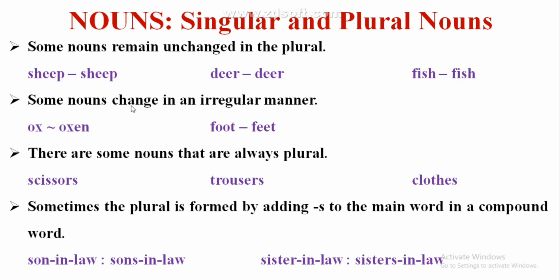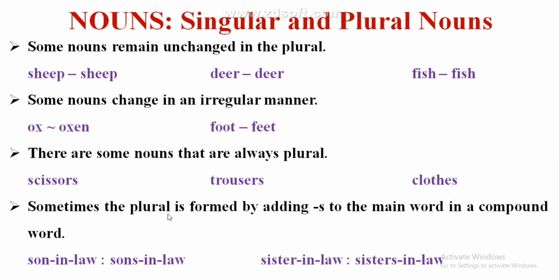Some nouns change in an irregular manner. Example, ox becomes oxen in the plural form, whereas foot becomes feet. There are some nouns that are always plural. Example, scissors, trousers, clothes. They are already in plural form, so they don't change.